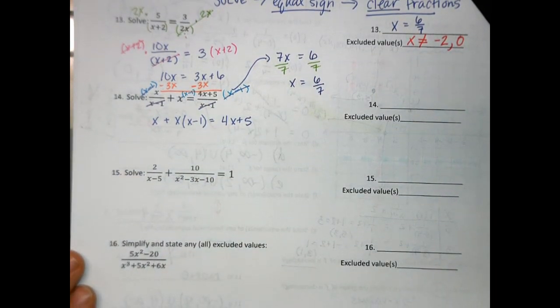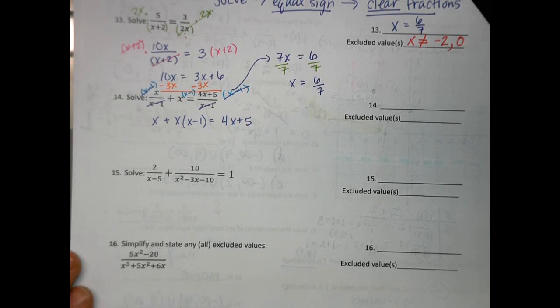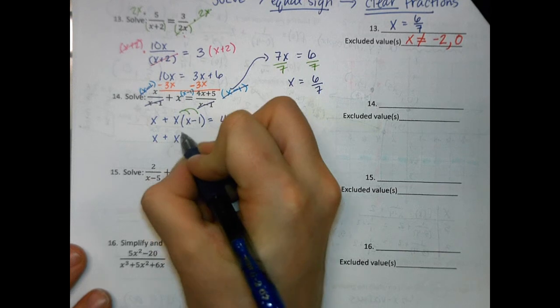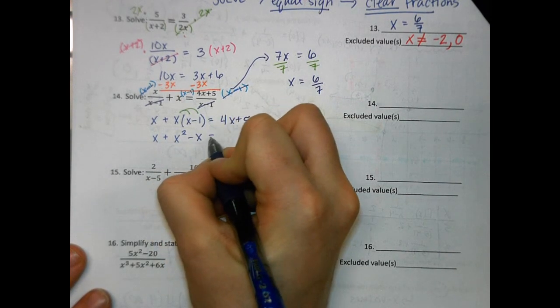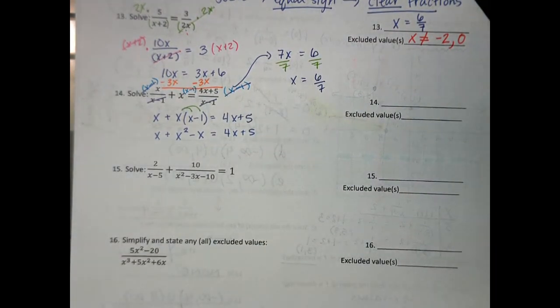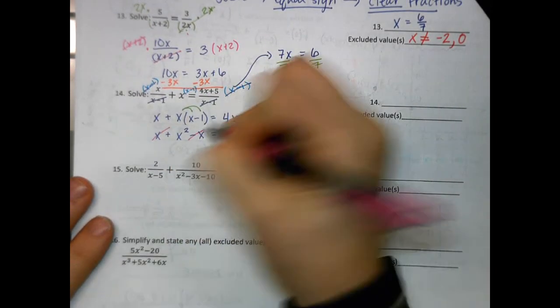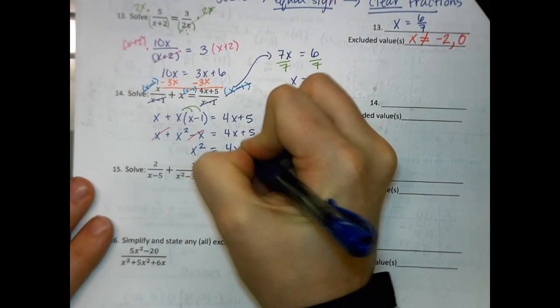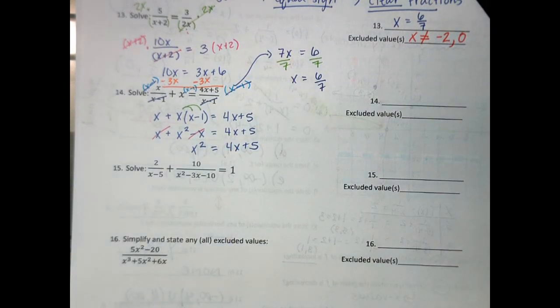What should I do? Distribute. So we want to work with this most simplified version possible. So we distribute and combine like terms. Combining like terms on the left-hand side, what do we get? X minus x is 0, so yes, we're just left with x squared.